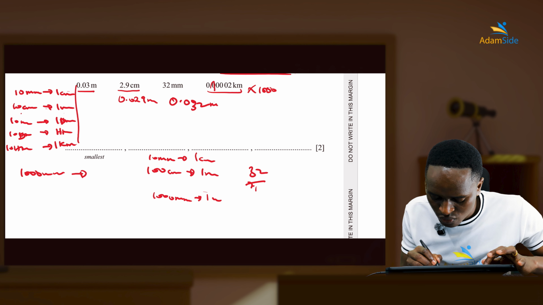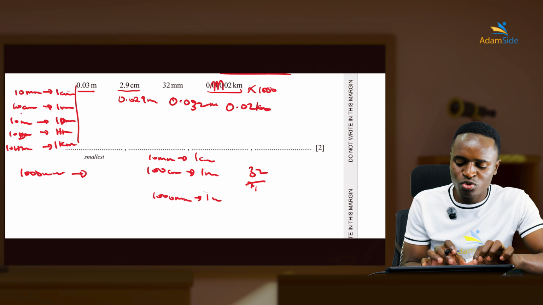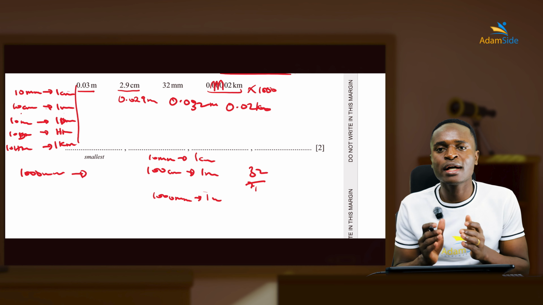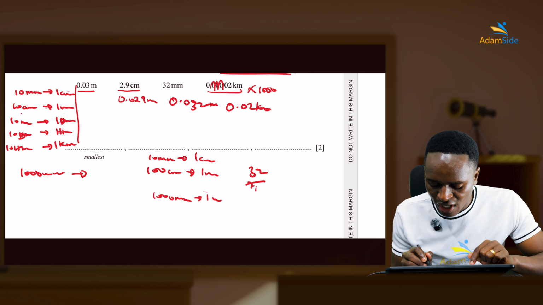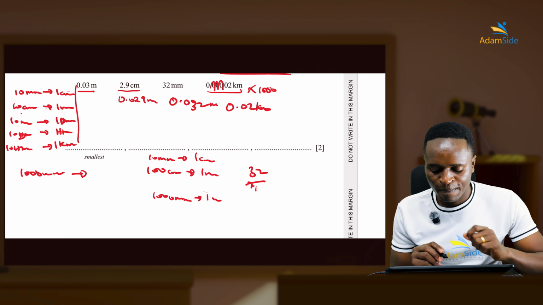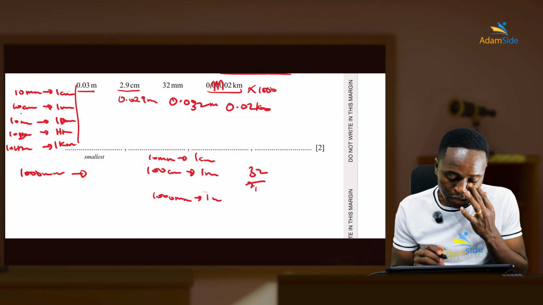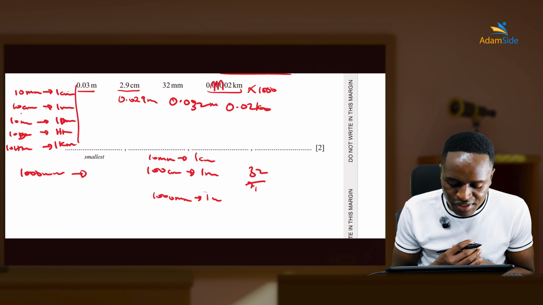Now we can arrange according to the measurement. We now have everything in terms of meters. When you're supposed to compare, it's easier now because they are all in the same unit. Now we have 0.03 meters, 0.029 meters, 0.032 meters, and 0.02 meters. So which one is small and which one is big? They say write these lengths in order of size, starting with the smallest.